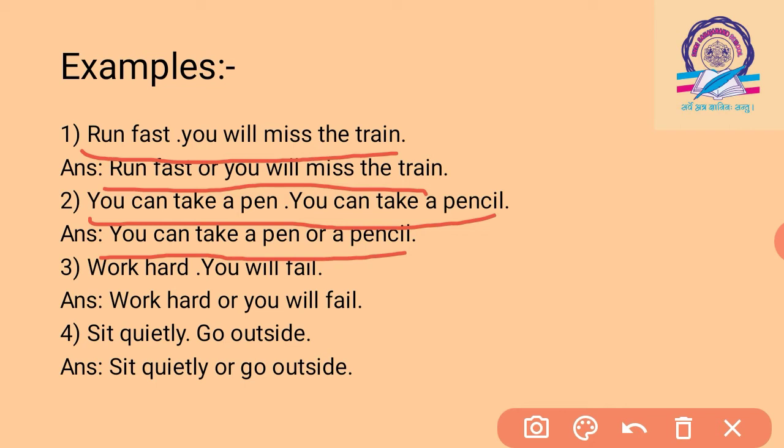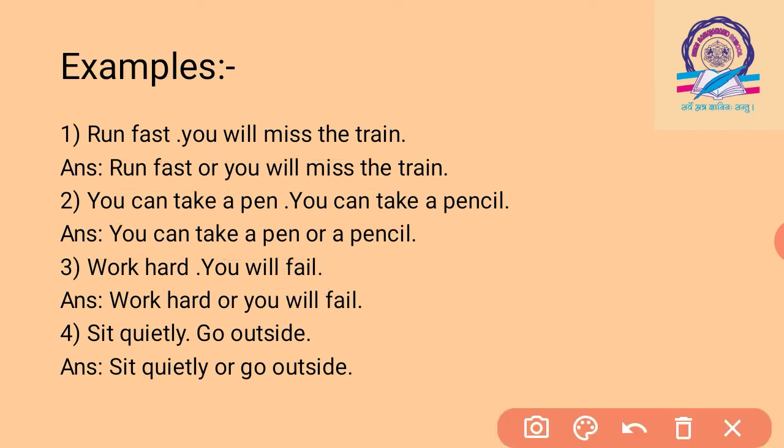The third example: work hard or you will fail. Like work hard, or you will fail. It means you have to work hard, otherwise you will fail. So you have the option: if you do not want to fail, then you have to work hard here. So both works are given here, out of two you have to do one thing, you have the choice. So work hard or you will fail.